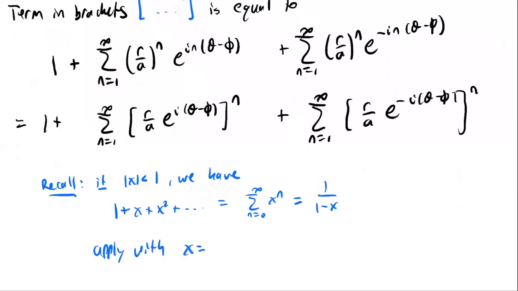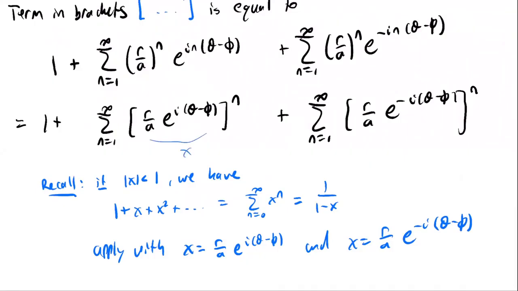x equal to r over a times e to the i (theta minus phi), and also x equals r over a times e to the minus i (theta minus phi). Because this is exactly what we have. So this is like our x, and we're looking at the sum of x to the n as n goes from 1 to infinity. The only thing to be careful of is that we're starting here at n equals 1, rather than n equals 0.